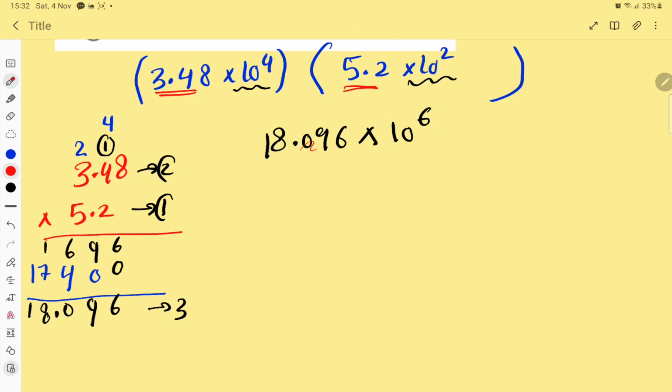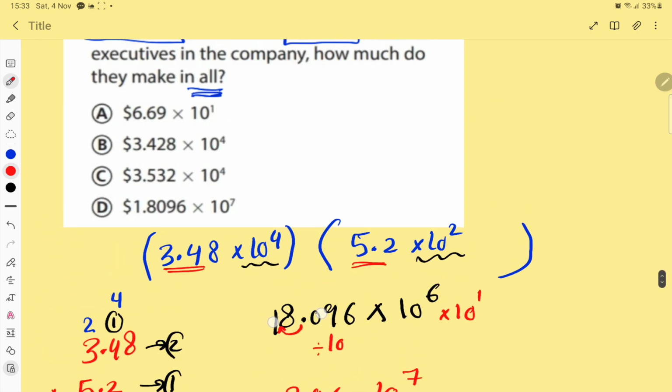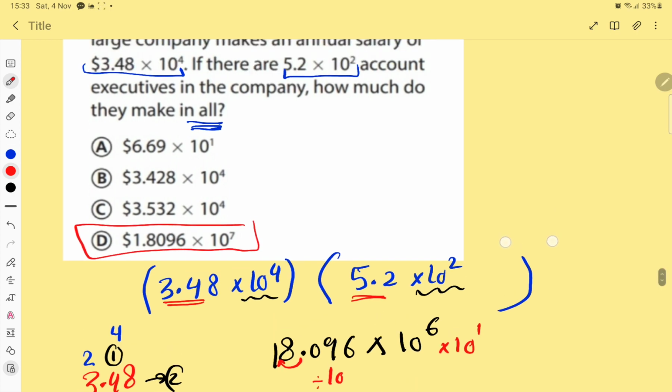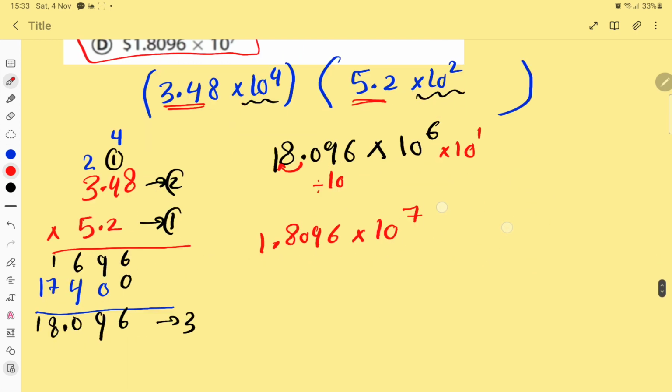Is it scientific? No. Move one step to the left by dividing by 10. At the same time, you must multiply by 10. So what will happen? 1.8096 times 10 power 6, and here is 1 multiplication, add powers. 6 plus 1, 7. So the answer is 1.8096 times 10 power 7.